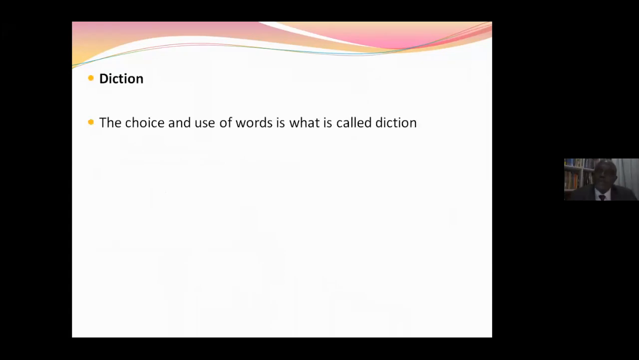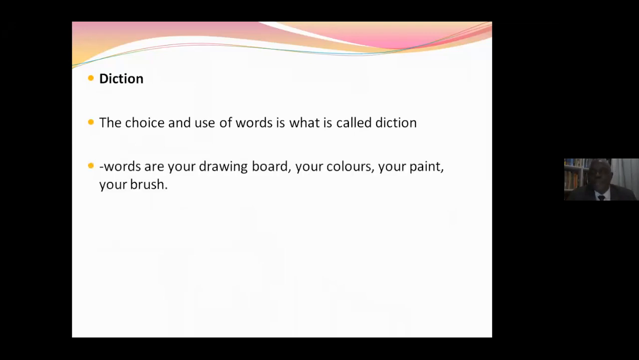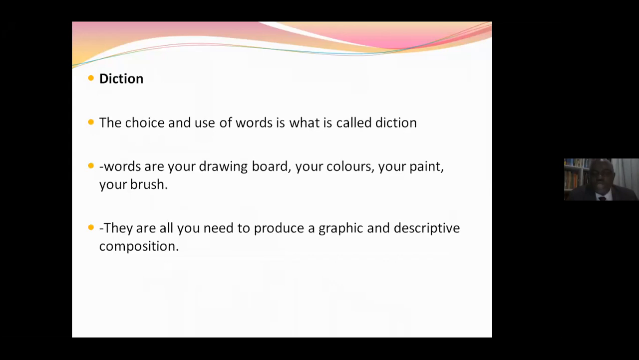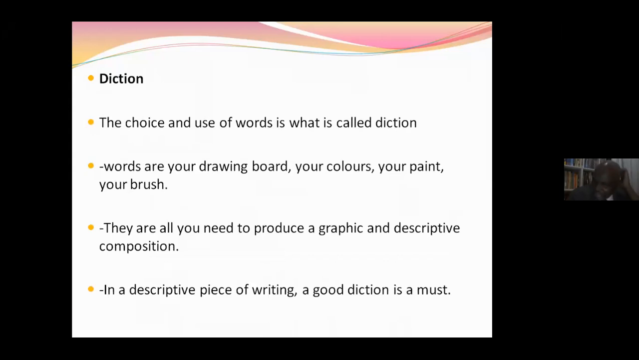The next thing we need to introduce as teachers to our learners with regards to descriptive composition is the diction. The choice and use of words is what is called diction. We should remember that words are your drawing board, your colors, your paint, and your brush. They are all you need to produce a graphic and descriptive composition. In a descriptive piece of writing, a good diction is a must.